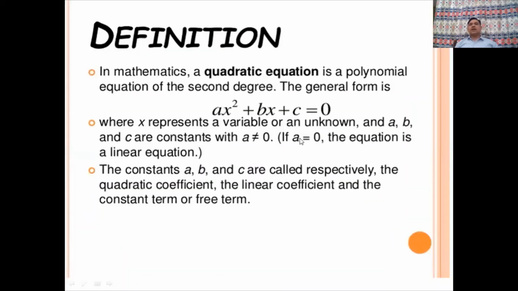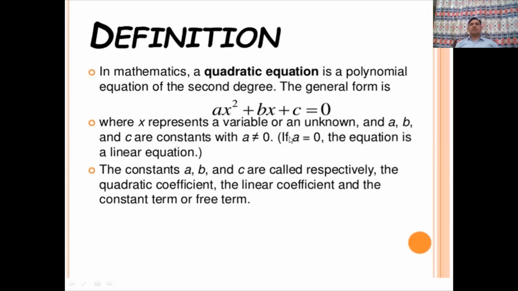In mathematics, a quadratic equation is a polynomial equation of the second degree. The general form is ax square plus bx plus c is equal to 0, where x represents a variable or an unknown, and a, b and c are constants with a not equal to 0. If a is equal to 0, the equation is a linear equation. The constants a, b and c are called respectively the quadratic coefficient, the linear coefficient, and the constant term or free term.